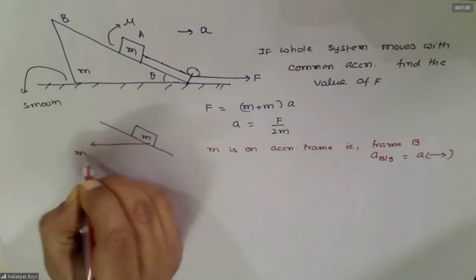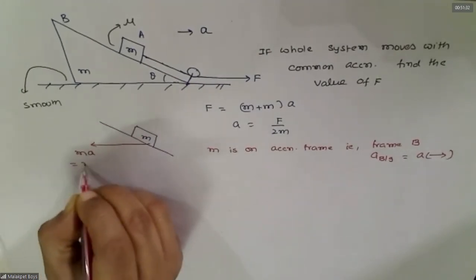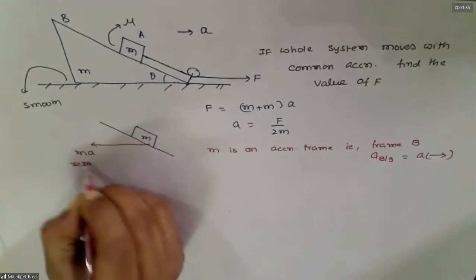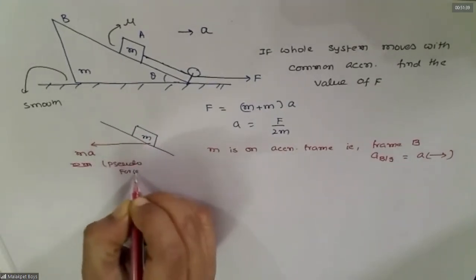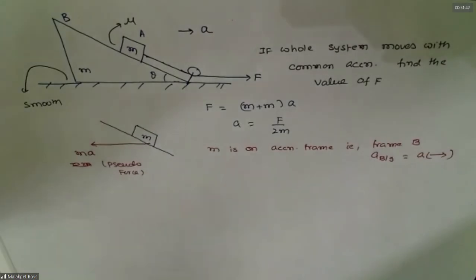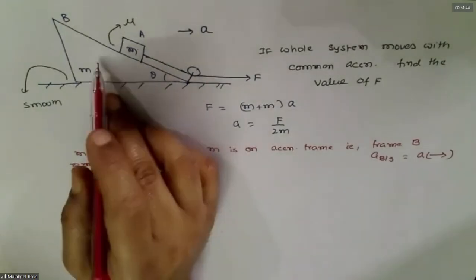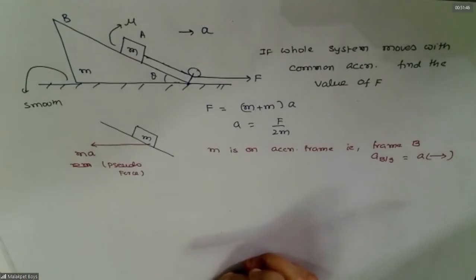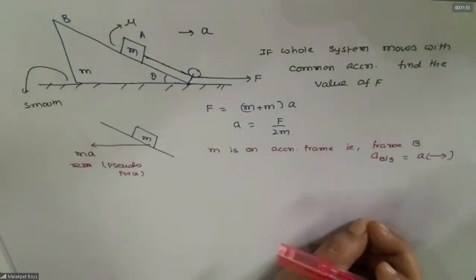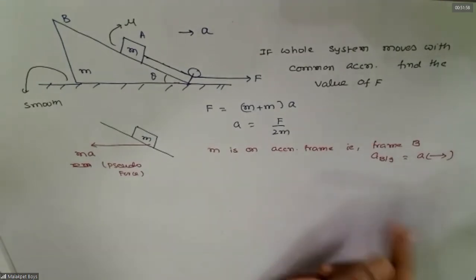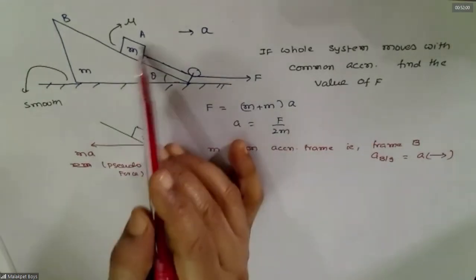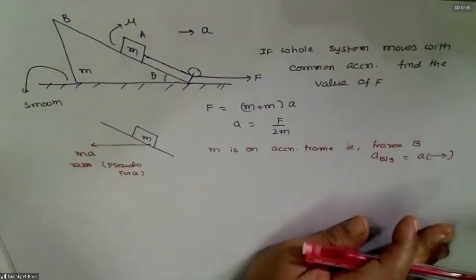One doubt, sir. Actually, block M is not moving with respect to that triangular block, no, sir. A is not moving on B. So there will not be any pseudo force, no, sir. No, remember that pseudo force means if any block is on another block which is accelerating, that means they should have a common acceleration. Then there will be a pseudo force.